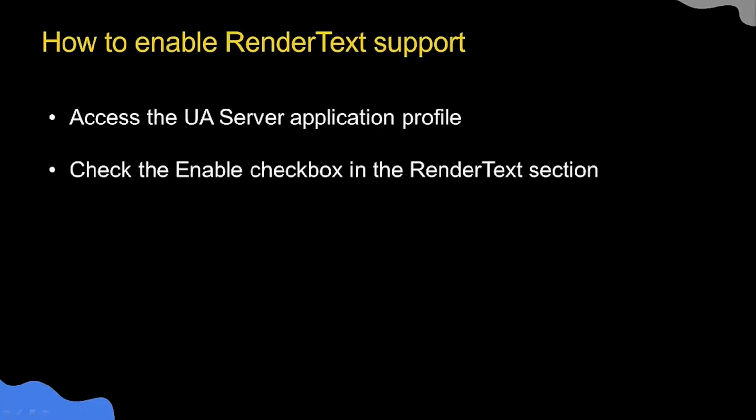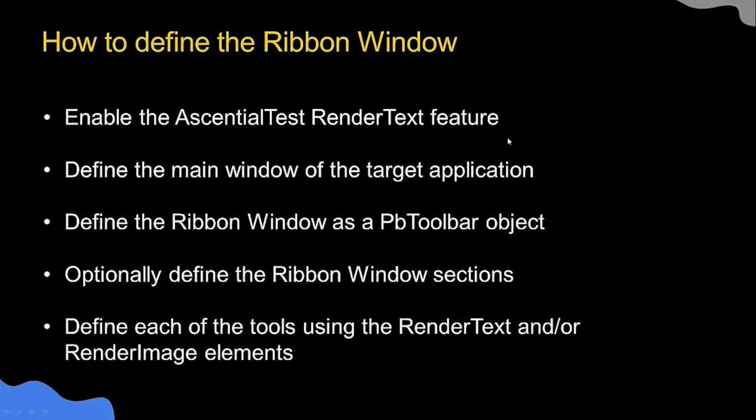So the first step to defining the ribbon window would be to enable the render text as I just showed you. Then we're going to define the main window of the target application. And we're going to drag over the ribbon window as a PB toolbar object in a similar way that we used to do the old PB toolbar.